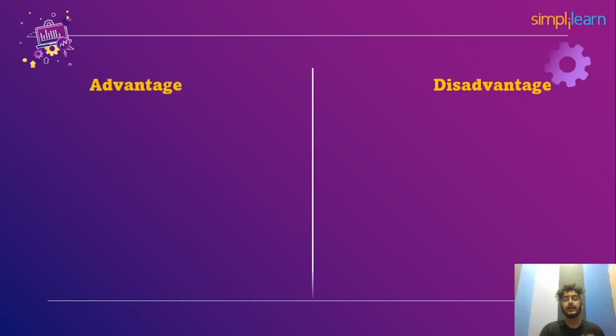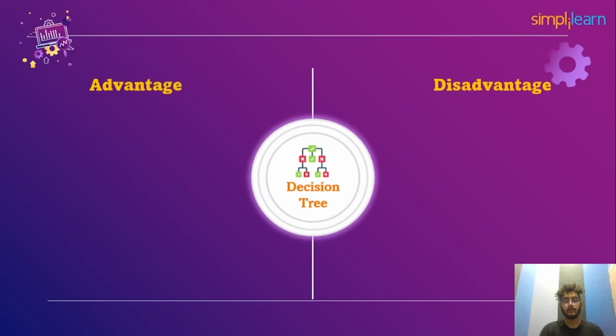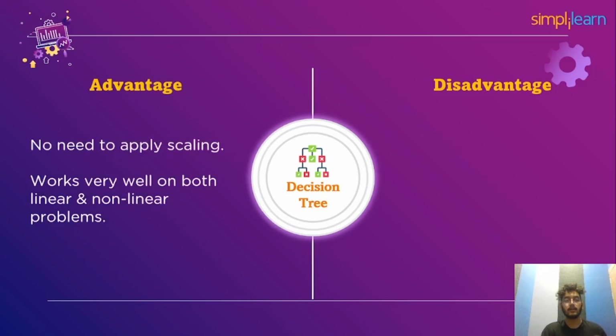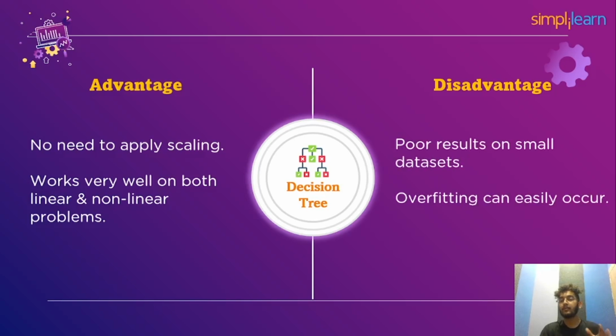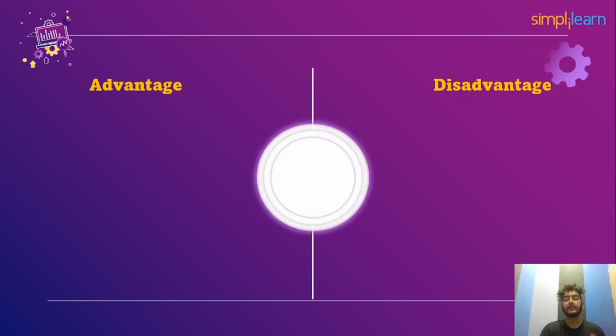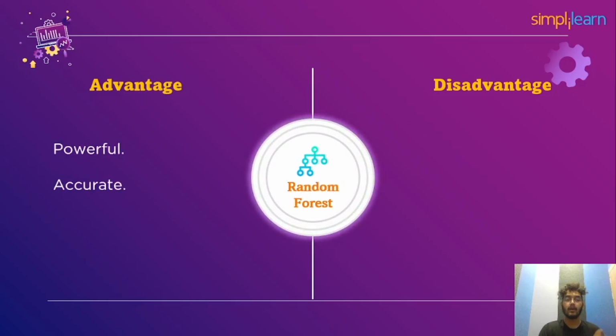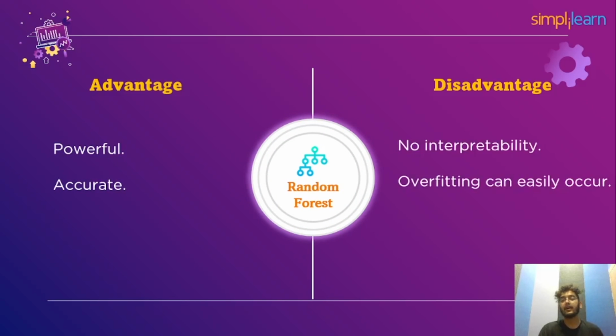The next one is decision tree regression. The advantages of decision trees are that there is no need to apply scaling, and it works very well on both linear and non-linear problems. The disadvantages are poor results on a small dataset, and overfitting can easily occur. And the last one is random forest regression. The advantages are that it is powerful and accurate. The disadvantages are no interpretability, and overfitting can easily occur.